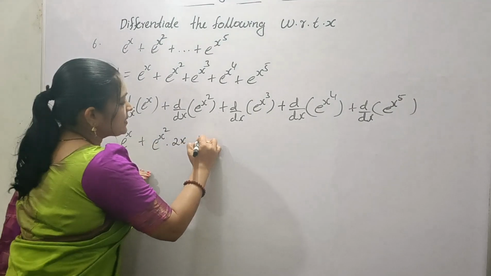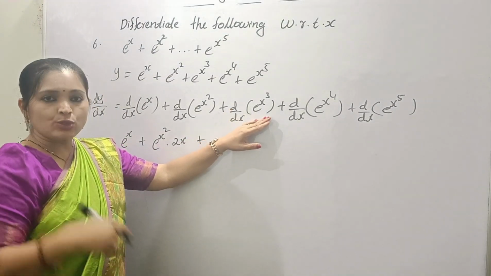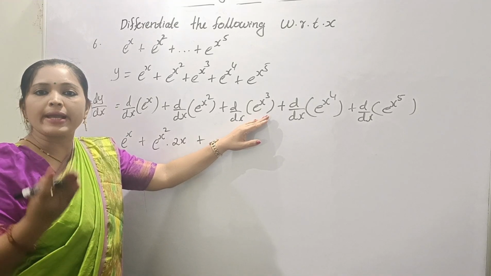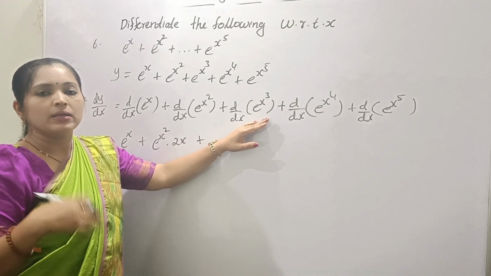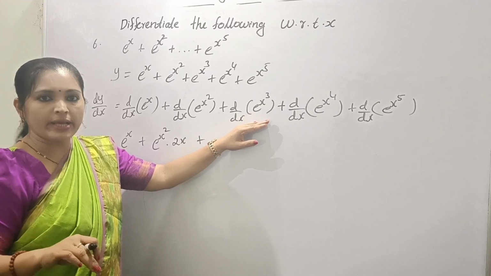Then plus d by dx of e raised to x cube. The derivative of e raised to x is e raised to x itself.